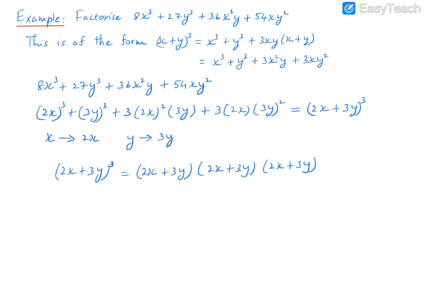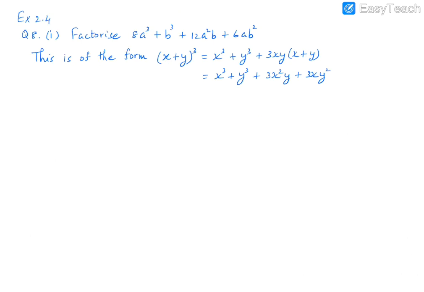So let us now do one more example of factorization from the exercise, from question number 8 of exercise 2.4. We are given an expression 8a cubed plus b cubed plus 12a squared b plus 6ab squared. Again, instead of the variables being x and y, we are given the expression in terms of a and b. But clearly the expression matches our general form of the cubic expansion for x plus y.